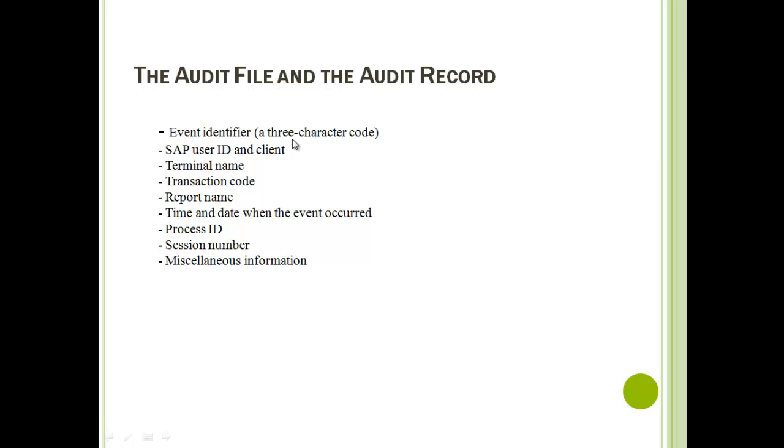Then the transaction code that this user has executed, and the report name, what report they ran, the time and date when the event occurred, the process ID of the specific process, the session name, and some other information. We will see the total information that we have in our coming slides.